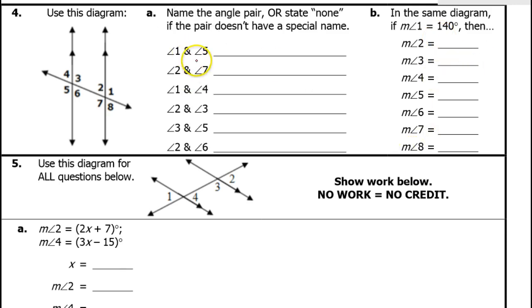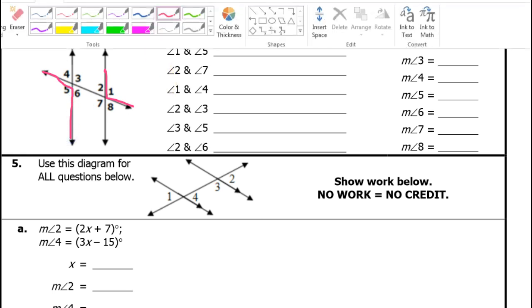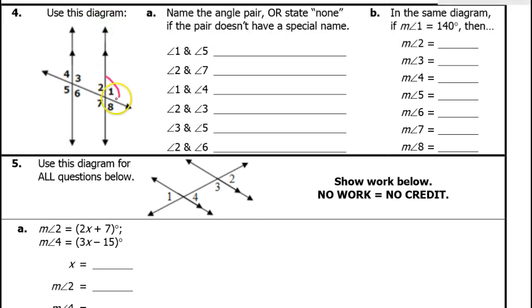Okay, so angle 1 and angle 5. So here's angle 1 right here, and here's angle 5 over here. Maybe I'll just go like this. Angle 1 and angle 5. So, see how these are outside of the lines? So these are exterior angles. And more than that, they're alternate exterior angles because they're on opposite sides of the line. Okay, so these are alternate exterior.